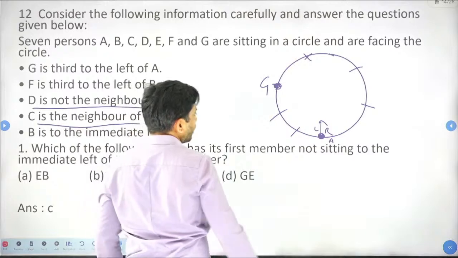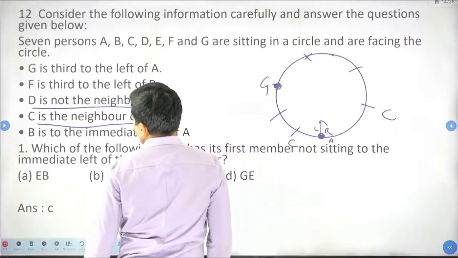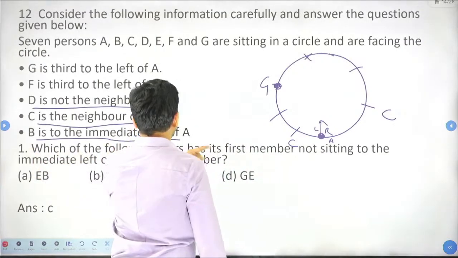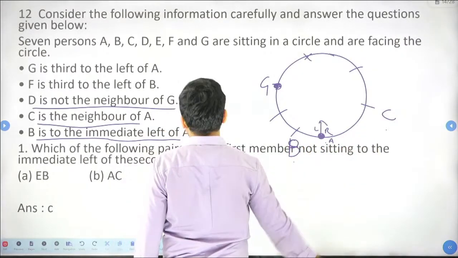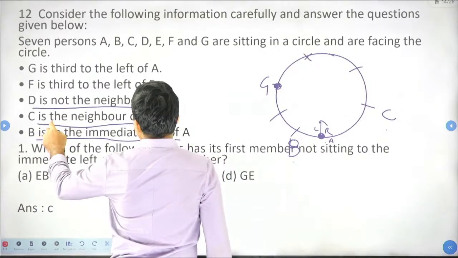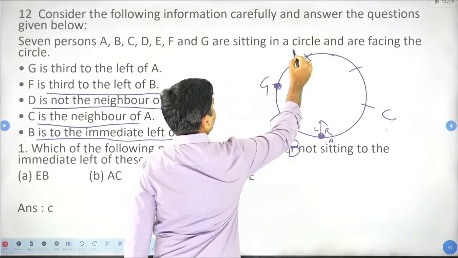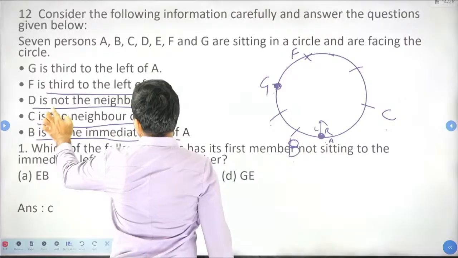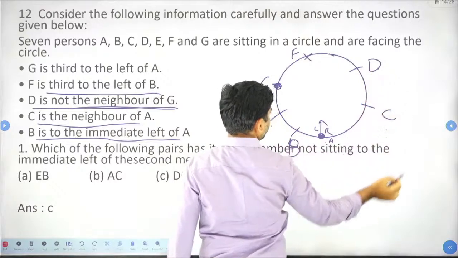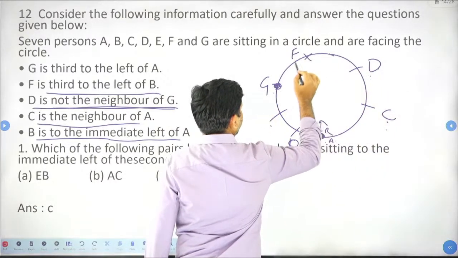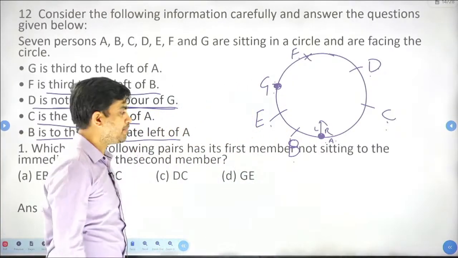C is the neighbor of A. So maybe here or here. C. B is to immediate left of A. Immediate left means B is here. B is here, C is here. Go back to the statements. F is third to left of B. 1, 2, 3. F is here. D is not the neighbor of G. So you can't take D here. Means D will be here. You got A, B, C, D, F, G. E is missing. Put E here. This is the final diagram.